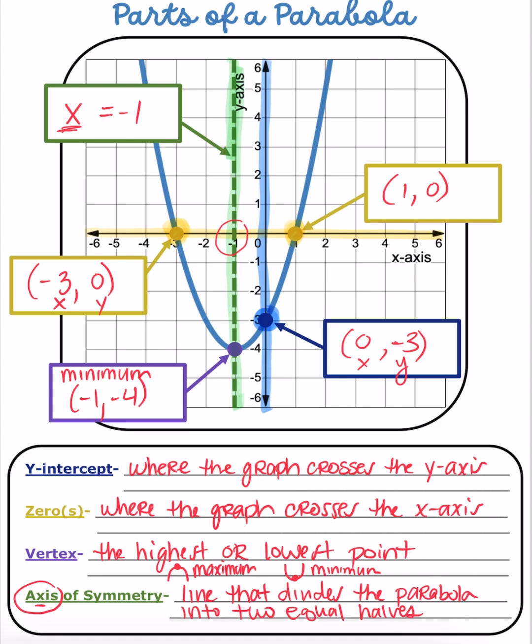So there we have it. We just identified the y-intercept, zeros, vertex, and the axis of symmetry of a parabola from a graph.